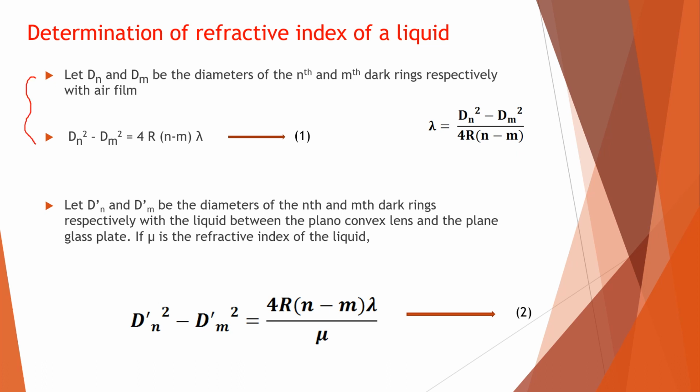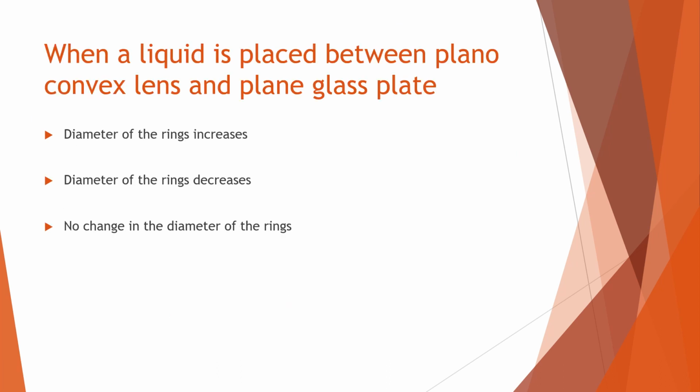So in this case, we had air film between the planar convex lens and the plane glass plate. Now we are going to incorporate a liquid between the planar convex lens and the plane glass plate. So when a liquid film is placed instead of air film in Newton's rings, what do you think? Will the diameter of the rings increase, or will they decrease, or will there be no change in the diameter of the rings?